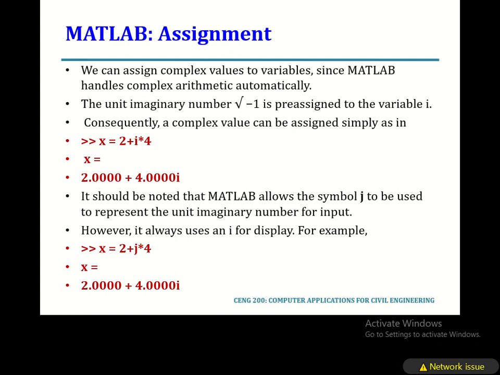Second example, so a small i and a small j represent the imaginary part of a complex number. And if you want to assign a value, this is how you assign a value. You want to assign a complex number to any variable, this is how you do it. Clear? Multiply the imaginary part with i, and the real part just keep it as it is.